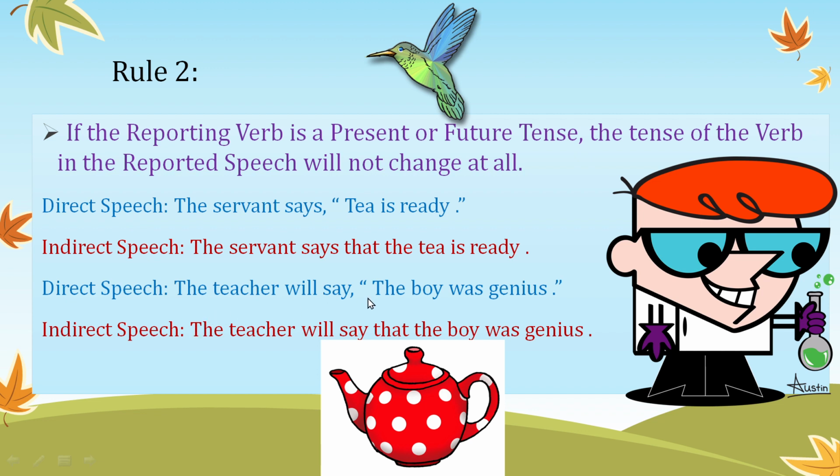Next, the teacher will say, "The boy was genius." Indirect: the teacher will say, again is a future tense, so we are not making any change in the reported speech. The teacher will say that the boy was genius.